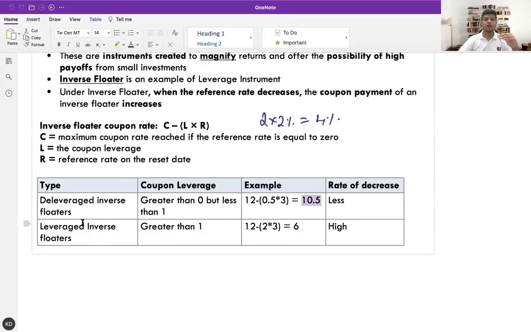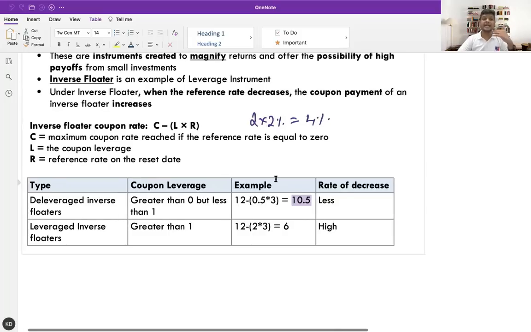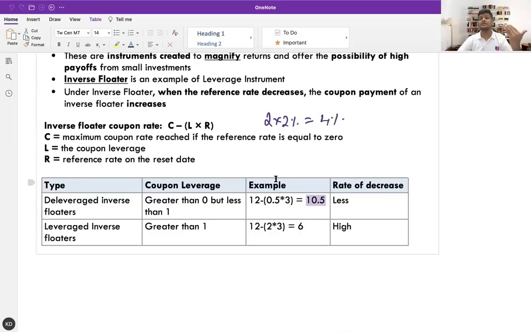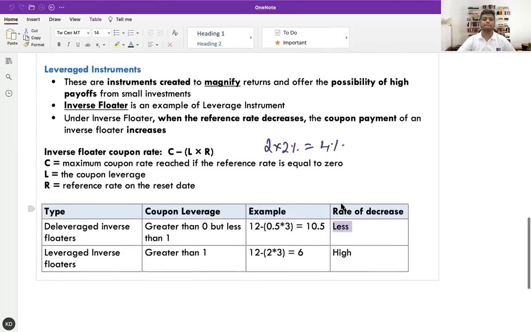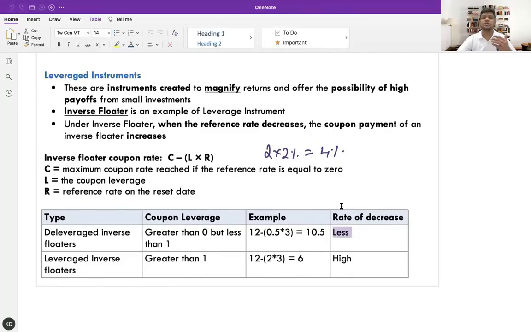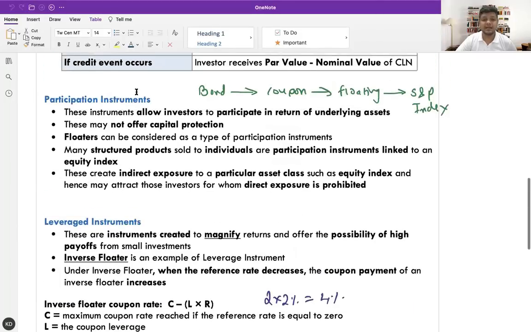So inverse floater, deleveraged inverse floater and leveraged inverse floater, three types. A typical inverse floater is where the factor is 1. A leveraged inverse floater will give you more coupon when the rates fall. A deleveraged inverse floater will give you less coupon when the rates fall. Is that clear, everyone? Right? Any questions, anyone?